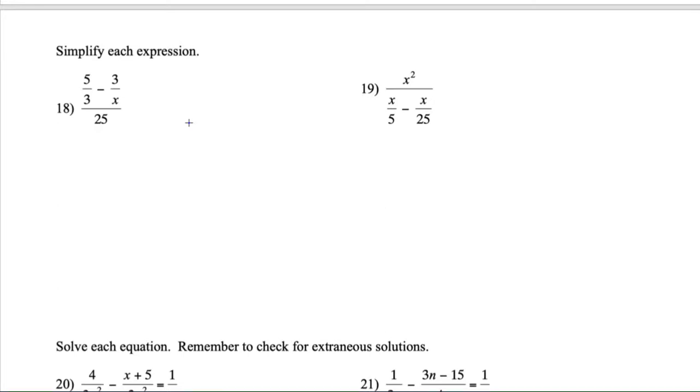All right, number 18. This is the second day of doing this video, by the way. Number 18 is where we left off. I need to make this top a fraction, just one fraction instead of two fractions, and then a fraction divided by a fraction. I'm going to keep it, change it, flip it.